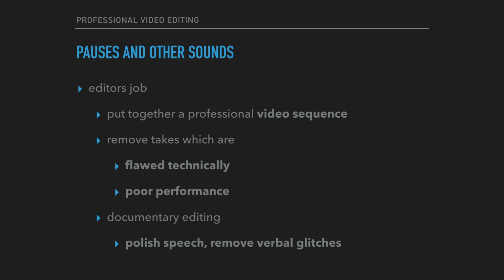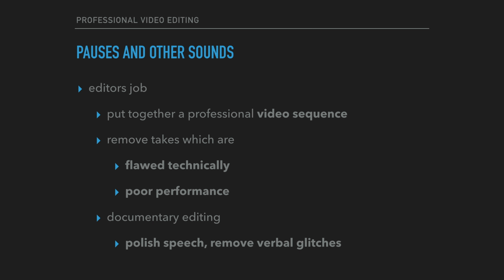The editor's job is to put together a video sequence that looks and feels professional. In order to accomplish this, the editor chooses to remove takes which are either flawed technically or in which the actors have not performed their best. Let's look at an example of how the editor can proceed to resolve acting issues. For example, in editing sequences of video, it becomes apparent that the actors will occasionally pause in between sentences, or they will insert a few ums and ahs.